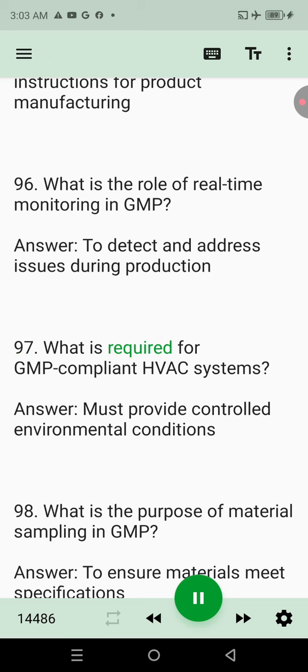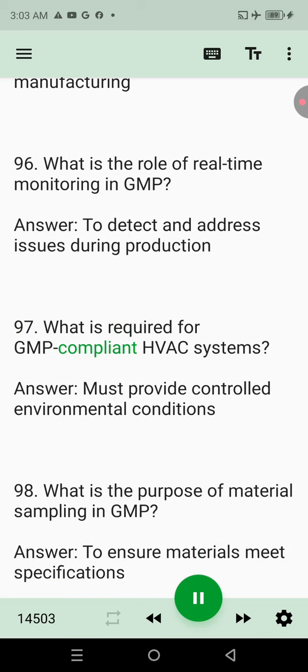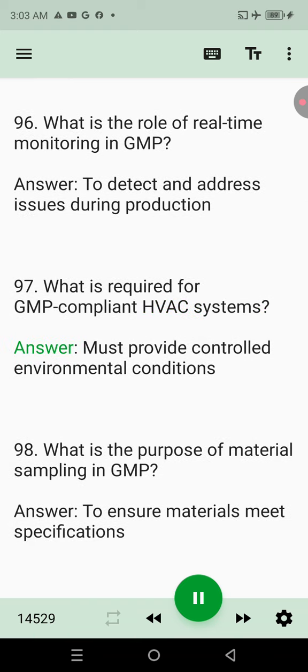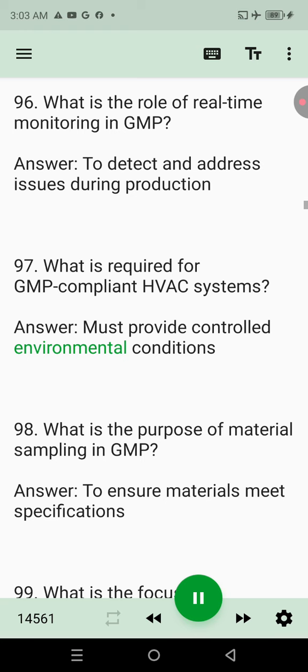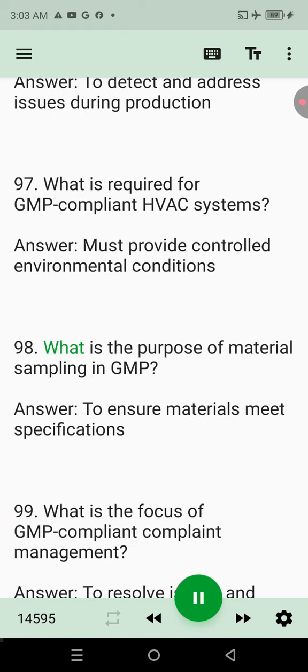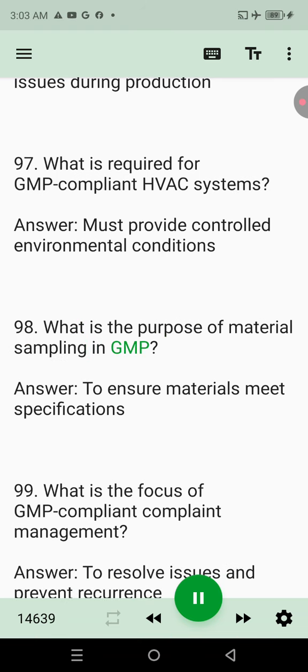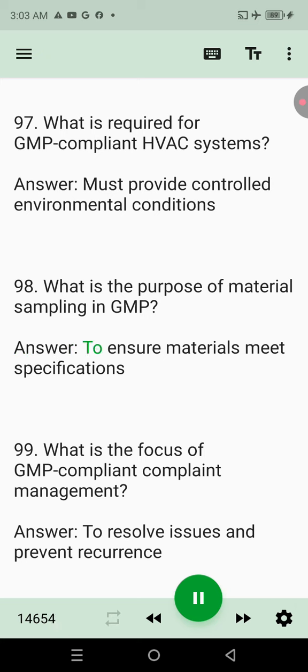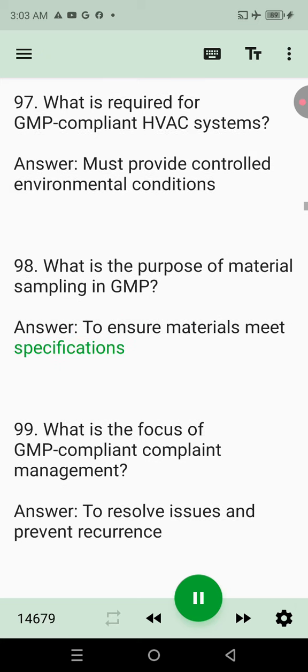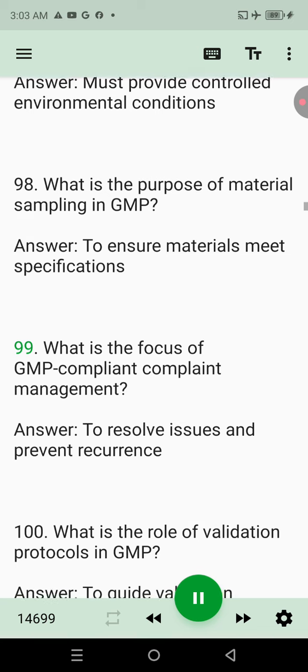97. What is required for GMP-compliant HVAC systems? Answer: must provide controlled environmental conditions. 98. What is the purpose of material sampling in GMP? Answer: to ensure materials meet specifications.